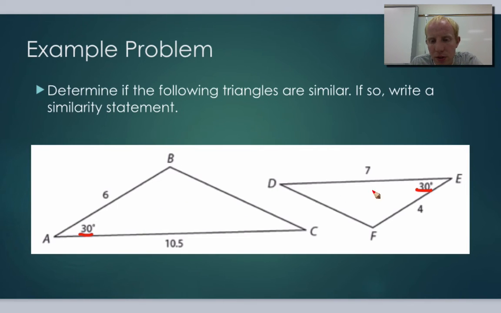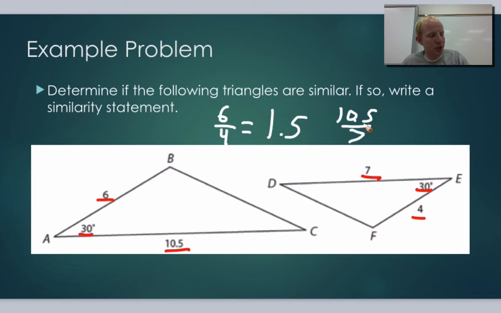Okay? Now let's do scale factors. So again, they're not aligned the same, so start with the smallest side. So 4 going to 6, that's going to be a scale factor of 6/4, which again gives us 1.5. And then the next side is 7 compared to 10.5. So 10.5/7. Let me just make sure that gives us the same thing. 10.5 divided by 7 also gives us 1.5.